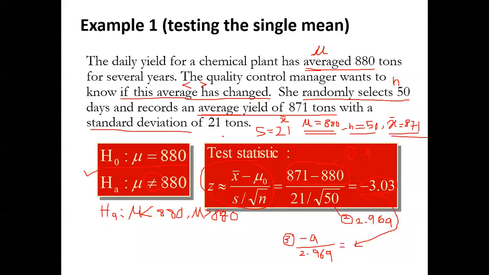There is sufficient data to support that the quality control, that the average of the chemical plant has changed. It has changed, either less than 880 or greater than 880.